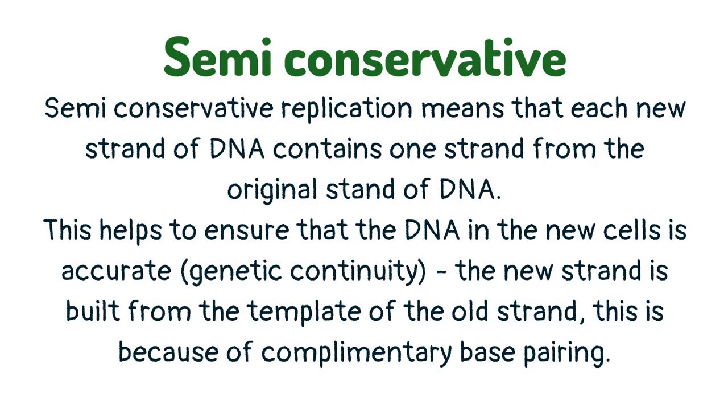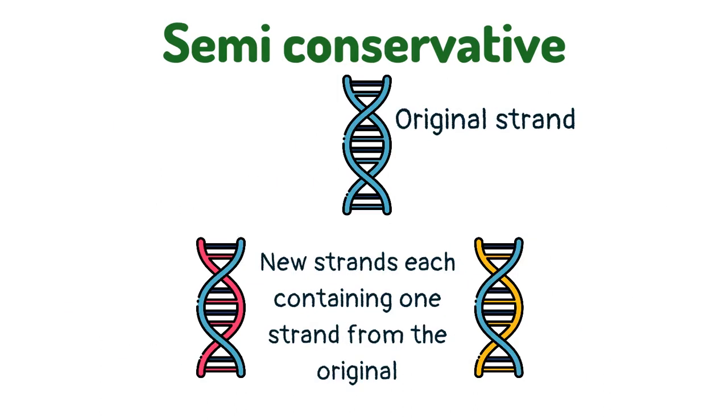Semi-conservative replication means that each new strand of DNA contains one strand from the original strand of DNA. This helps to ensure that the DNA in the new cells is accurate. This provides genetic continuity for the organism. The new strand is built from the template of the old strand. This is because of complementary base pairing. In semi-conservative replication, each new strand contains one strand from the original.